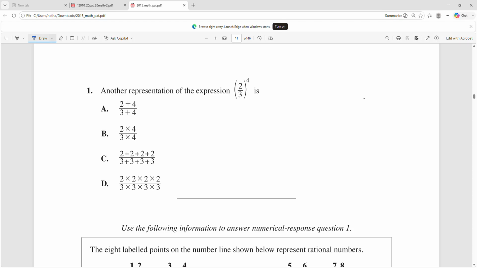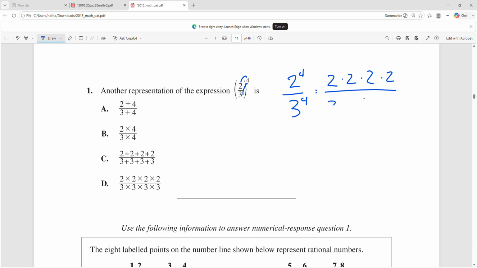Another representation of the expression (2/3) to the 4 is, well, power. One of our power rules allows us to bring the exponent to the top and to the bottom. So that's the same as having 2 to the power of 4 over 3 to the power of 4. And expanded, 2 to the power of 4 just means 2 times 2 times 2 times 2 over 3 times 3 times 3 times 3.